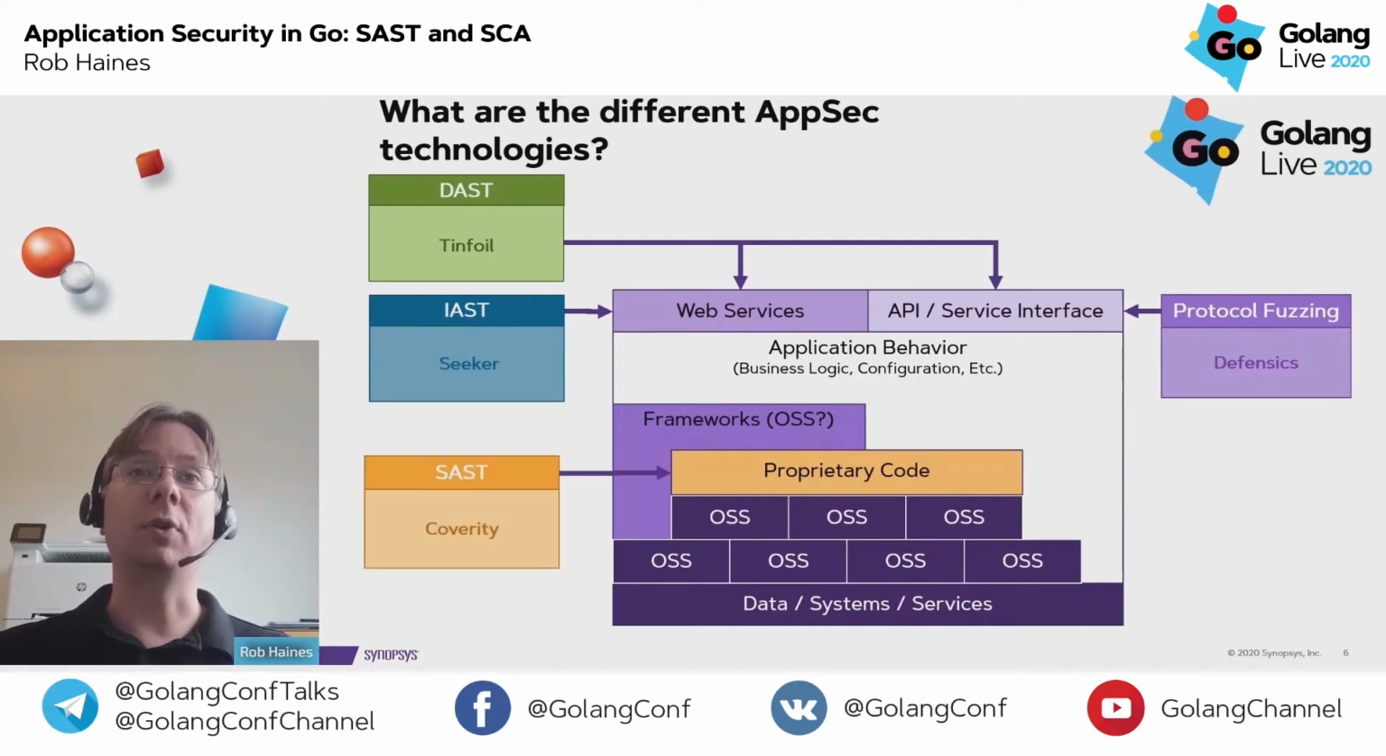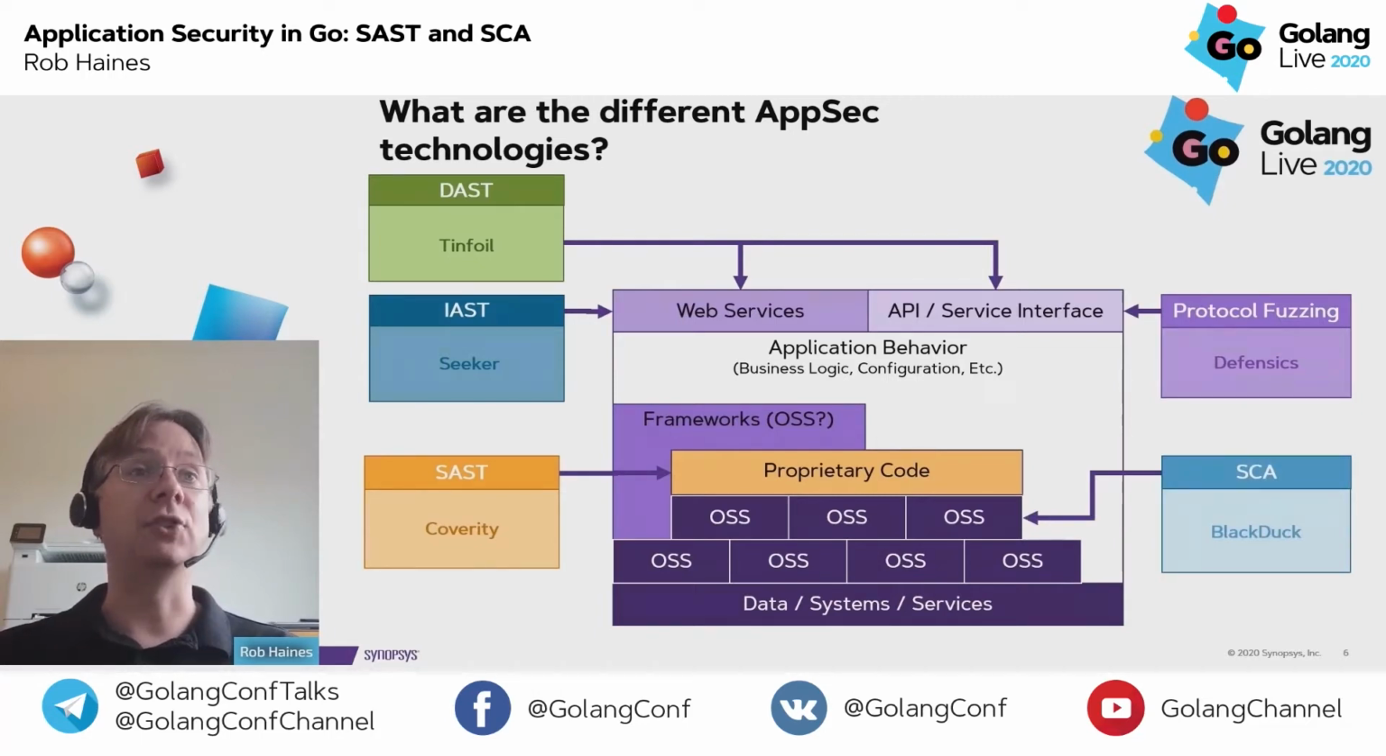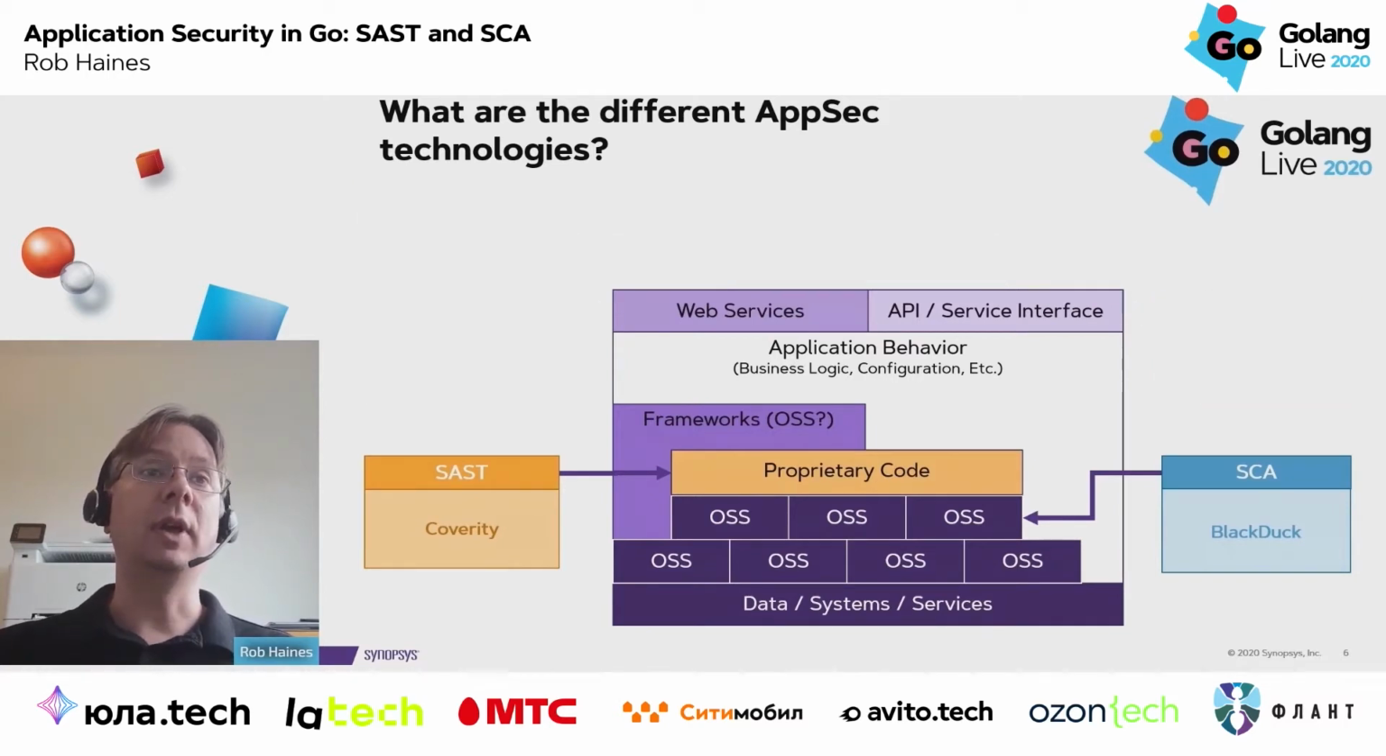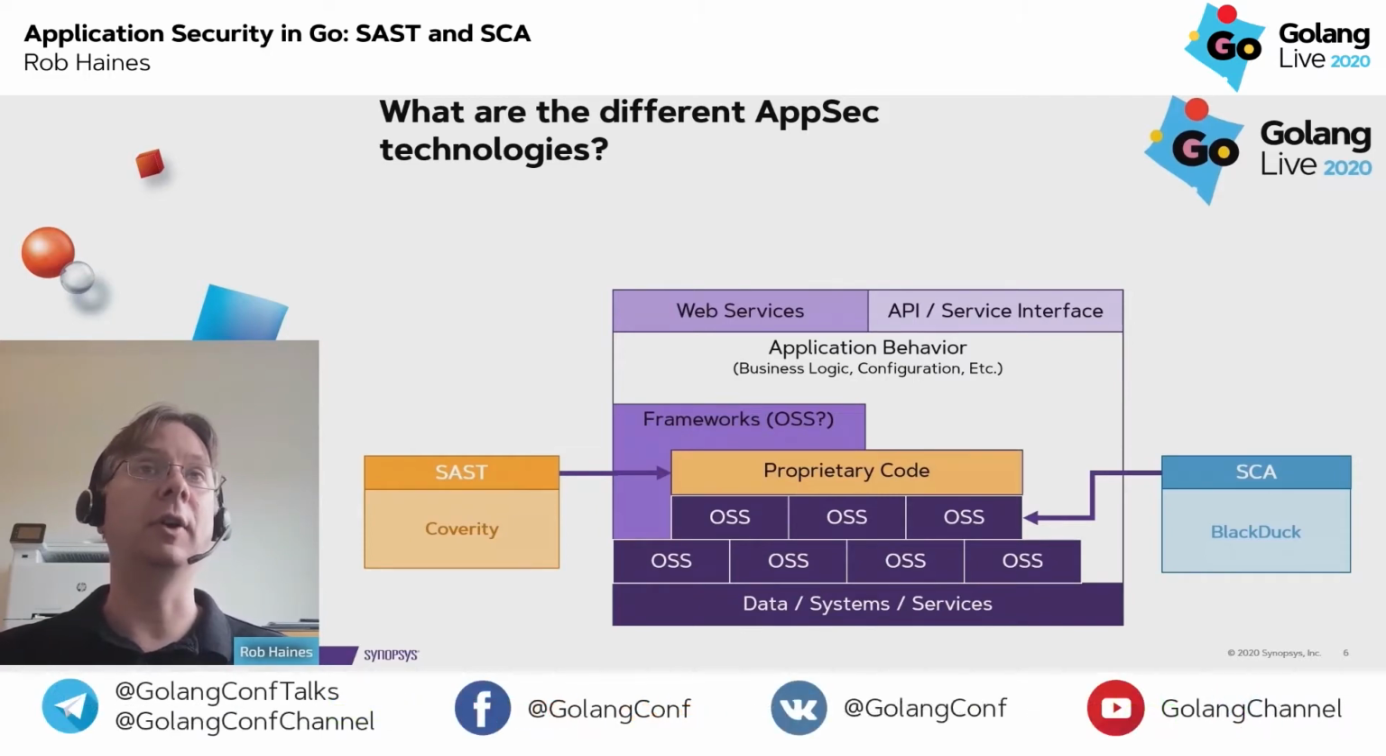The final two, and this is what we're going to talk about for the majority of this talk, is static analysis or static application security testing and software composition analysis. And these are really looking at the proprietary code that you're writing and also the open source that you're bringing into your application. So in Synopsys, we have two tools for doing this. They are called Coverity and Black Duck. We'll have a quick look at the tools, but I really want to get across the technologies and how they work.